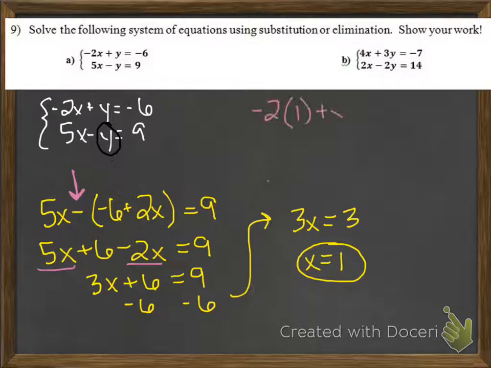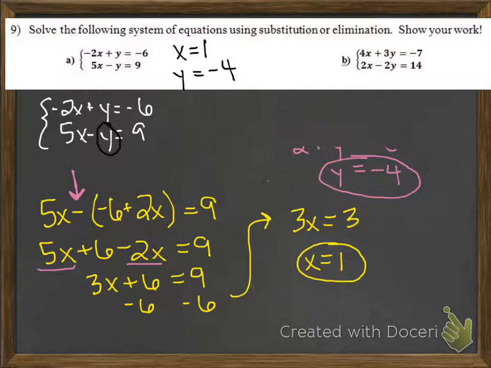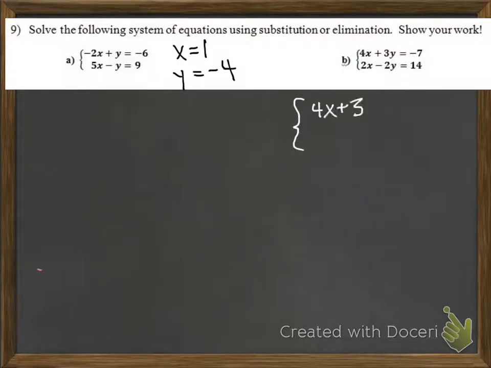I'm going to go ahead and plug it back into the first rule. So I replace the x with a 1, and now I want to solve for y. That gives me a result of negative 4. So that's my solution to the first system. Now let's take a look at part B.